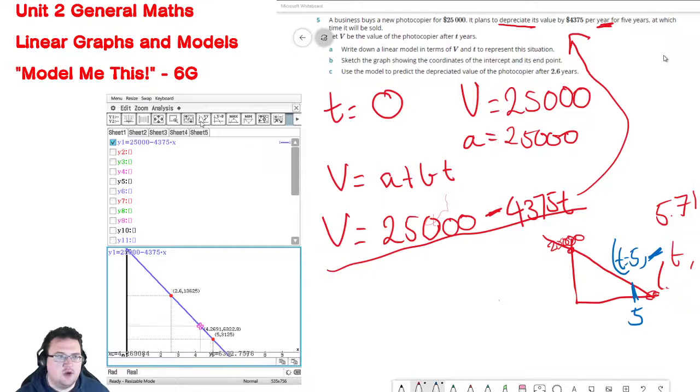So 6G happens to be split up into 1, 2, 3, and 4. Right now you are focusing on 6G part 1, and next week we'll look at 6G parts 2, 3, and 4.